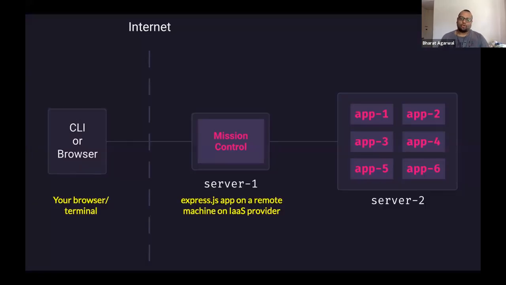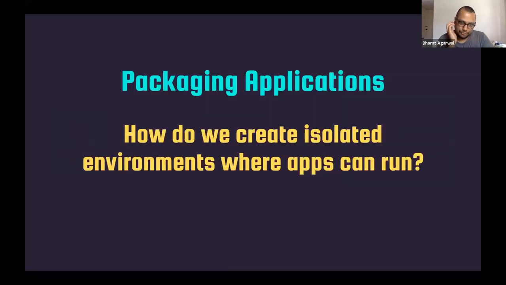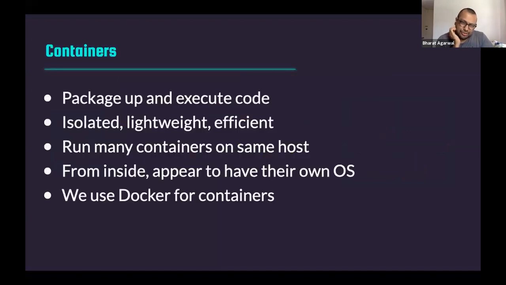And I'll also talk about what open source projects were used along the way in order to get to this infrastructure. So how do we create isolated environments where applications can run? This calls for containers because it's risky for multiple applications to be sharing the same file system. You need them to be isolated because if one application is compromised, then the entire server gets compromised. So here containers came into the picture for us.